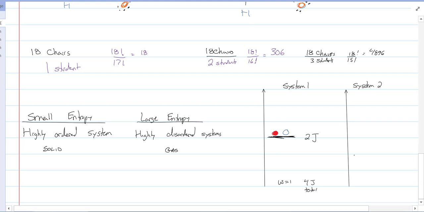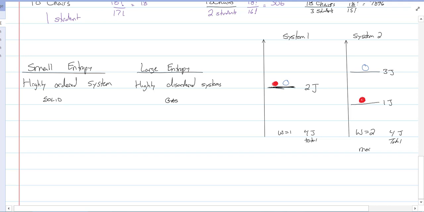Another way to look at this would be if I have there and there. So this is 3 joules, and this is 1 joule. If I have the red down here at 1 joule, and the blue at 3 joules, W equals 2. Because either the red has to be in the bottom at 1 joule, or the red has to be up top at 3 joules. And the blue's the opposite. So the total is 4 joules. But W is 2. So this is more entropy.